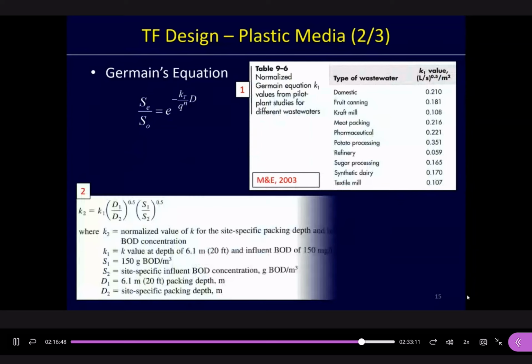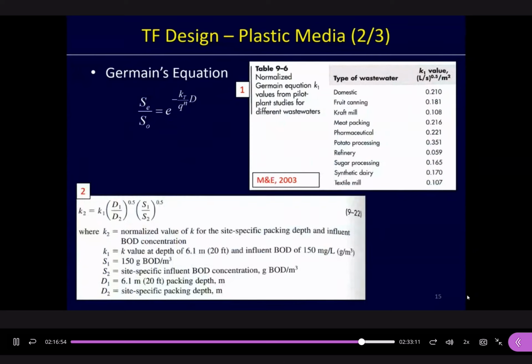How can we determine k_T? We determine k_T from a benchmarking experiment. And we have k_1. k_1 is determined from some plant studies. You have different wastewater, you have different k_1 value, right? And the value is measured at certain condition, like the depth is 6.1 meter, influent BOD 150 milligram per liter. And you have your design system, and we are benchmarking your system with this one, to get your k. And also we need to consider temperature effect. The value is measured at 20 degrees Celsius, so we need to correct the value based on temperature.